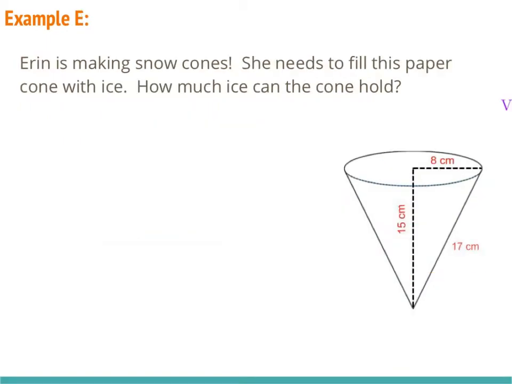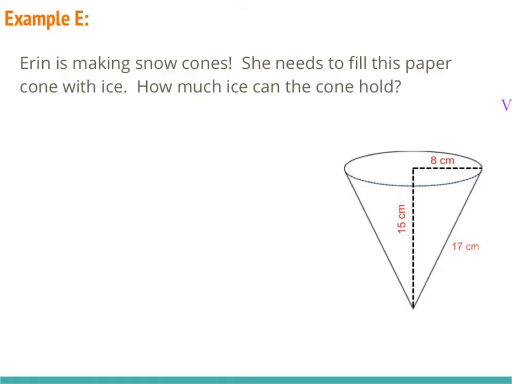So example E says Erin is making snow cones. She needs to fill this paper cone with ice. How much ice can the cone hold? So we're trying to figure out how much ice can go inside the cone before we put the little ice on top, figure out the extra cost of that. So we need to figure out two things. Again, volume or surface area, and what shape it is.